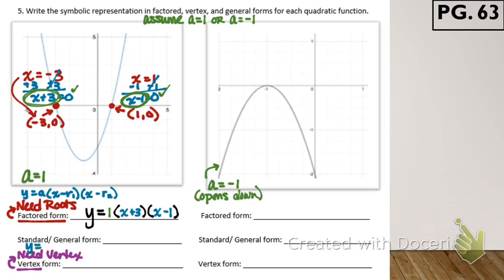Vertex form is my AHK form. I need to identify my vertex first. Is it a maximum or a minimum on this graph? Maximum. No, minimum. Minimum, because it is a lowest point. When it opens up, our vertex will always be the lowest. So right down here, I'll go ahead and give you guys the ordered pair for that. That's -1, -4.